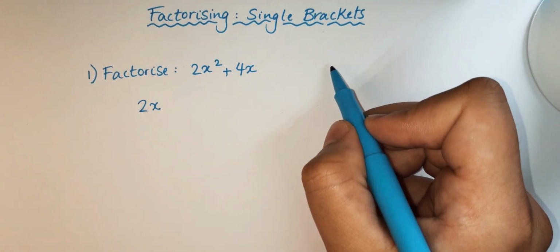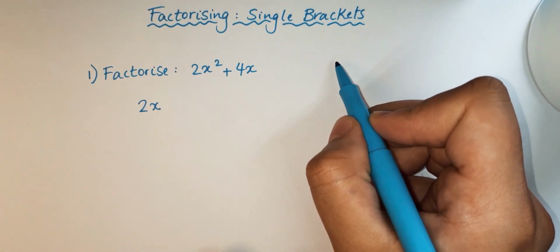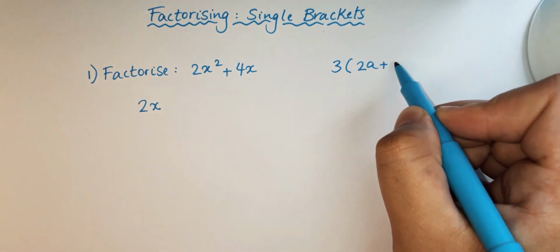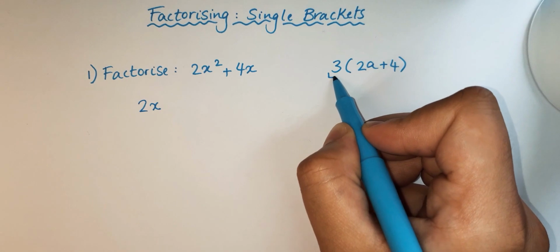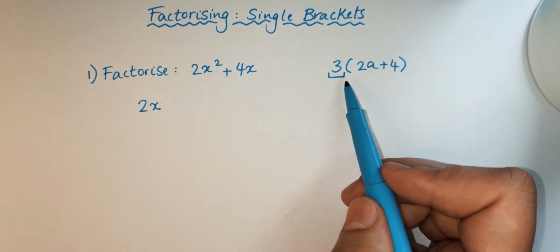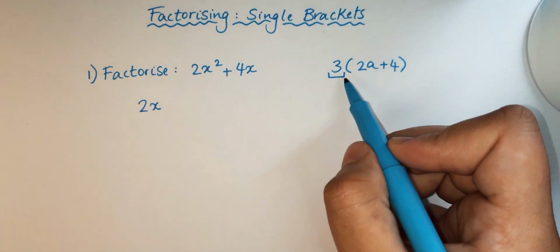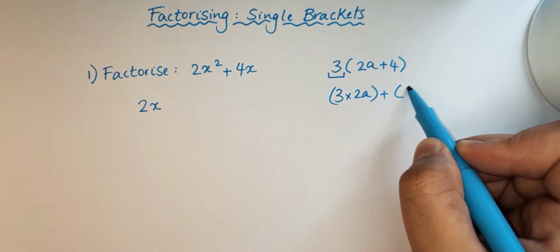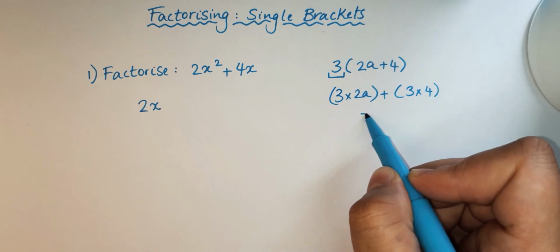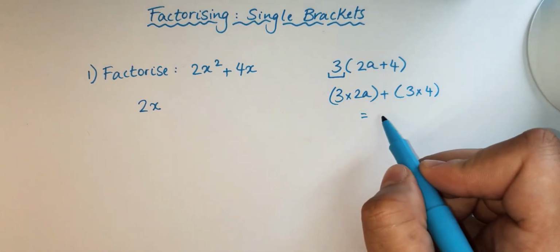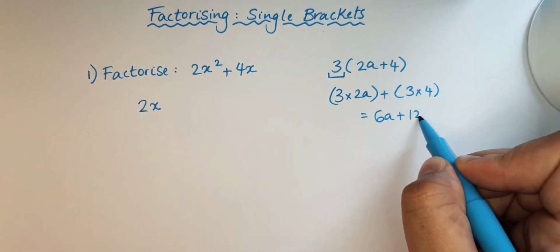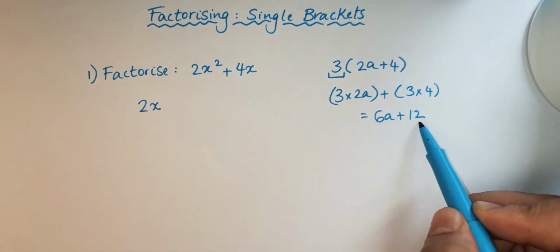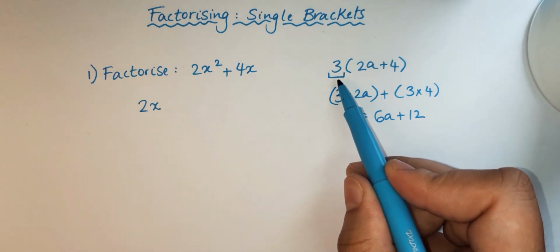So if I just give you a little bit of an example, if we had 3 times the bracket 2a plus 4, this number here is what we're multiplying by each of these terms. So we have 3 multiplied by 2a, add 3 multiplied by 4. To get our expansion, when we multiply that out, 6a plus 12. Now, if we want to work backwards, we can see that both of these numbers can be divided by 3.